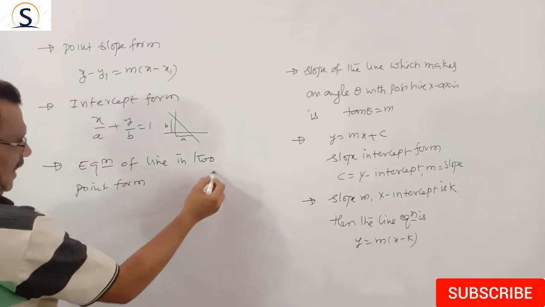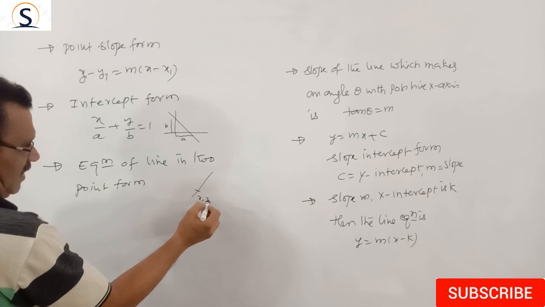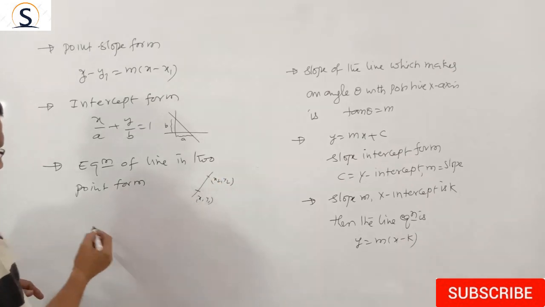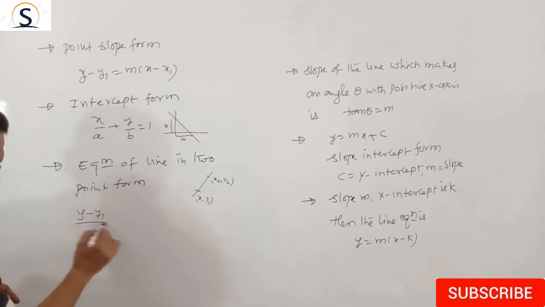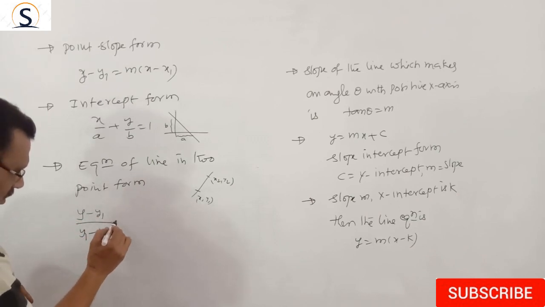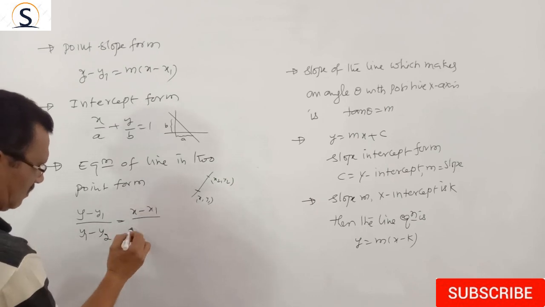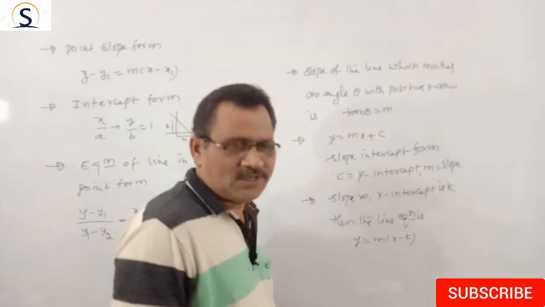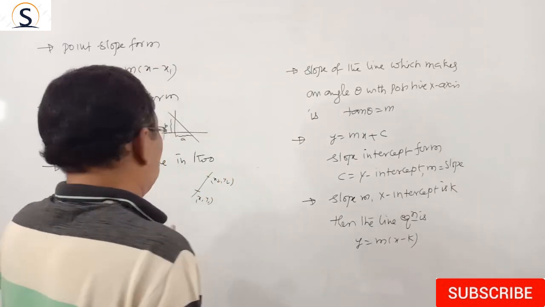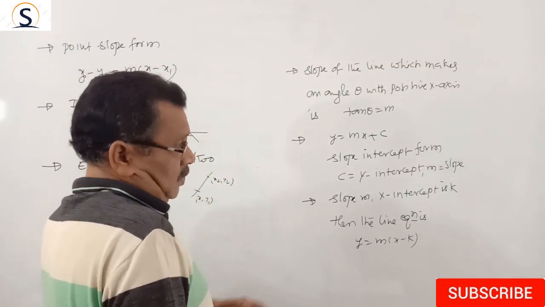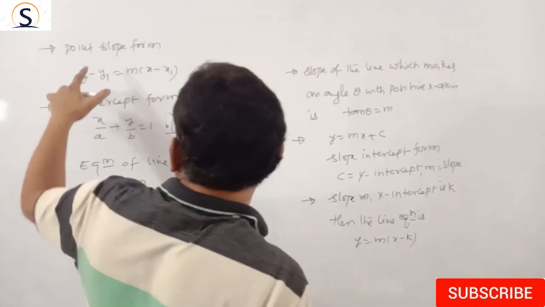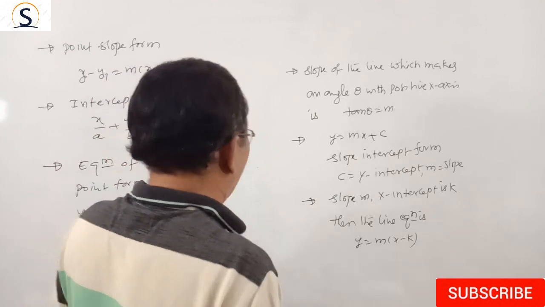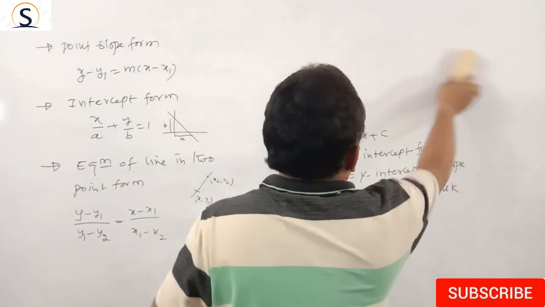That means a line is passing through x1 y1 and x2 y2. We are writing the line equation: y minus y1 by y1 minus y2 is equal to x minus x1 by x1 minus x2. This is the line equation in 2-point form. So slope intercept form, slope x intercept, next point slope form, complete intercept form, next line equation in 2-point form.